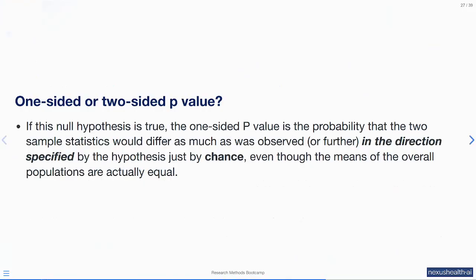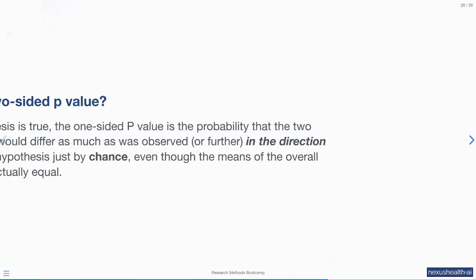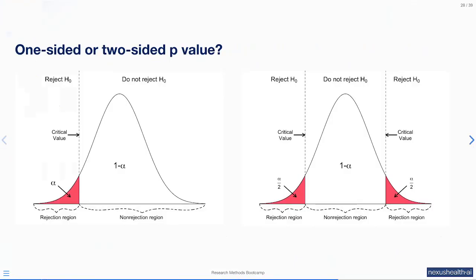The one-sided p-value has a direction. This graph seeks to illustrate the concept. In the one-sided p-value, you can see that the red colored area, the rejection region, is all on one side or one tail of the probability distribution. And the threshold below which we reject the null hypothesis is known as the critical value.